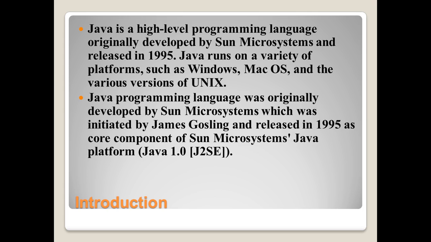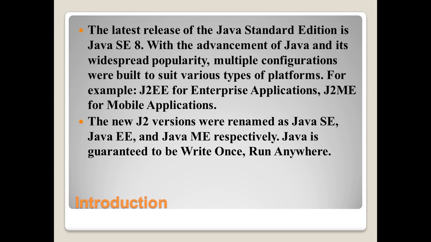Java programming language was originally developed by Sun Microsystem, initiated by James Gosling, and released in 1995. If somebody asks you, then you can say it was released in 1995 by James Gosling. And the first version was Java 1.0. And today we have to work on the latest Java version, which is 1.8.